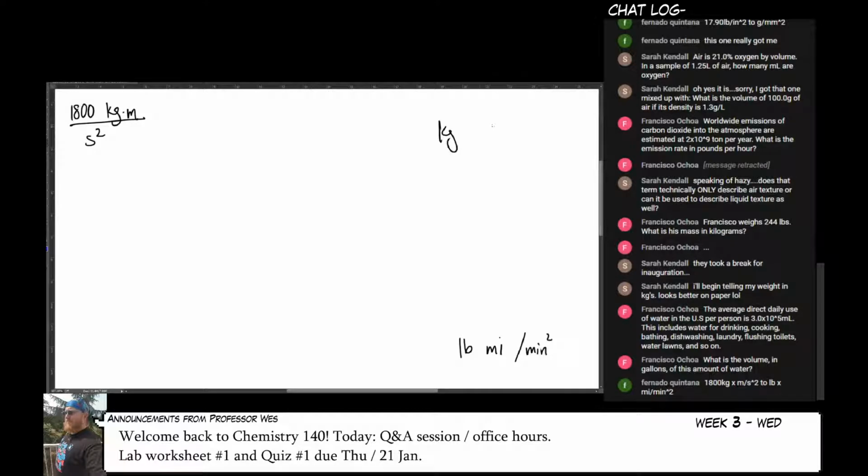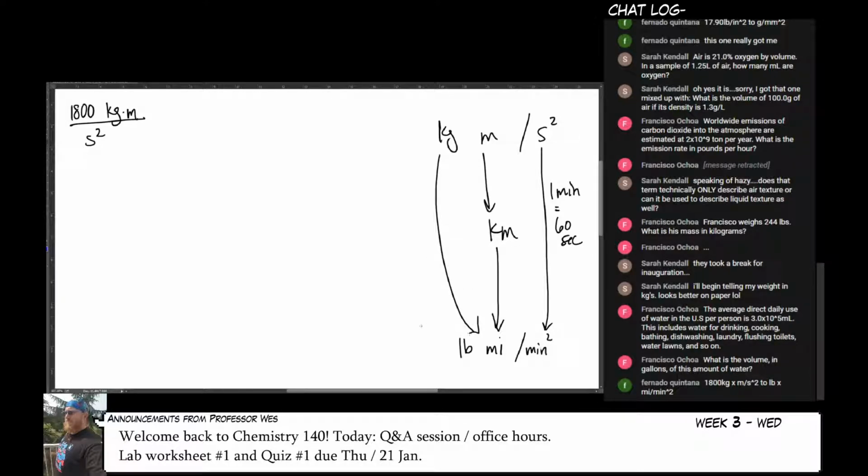All right, so I have kilograms, meters per second squared. Seconds to minutes is really easy: 1 minute, 60 seconds. Meters to kilometers to miles is no problem. And then kilograms to pounds. So 10 to the 3 meters equals a kilometer. 1 kilometer equals 1.609 miles. And 1 kilogram equals 2.204 pounds.